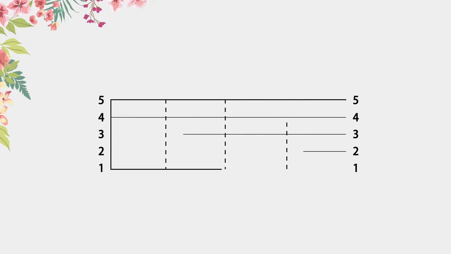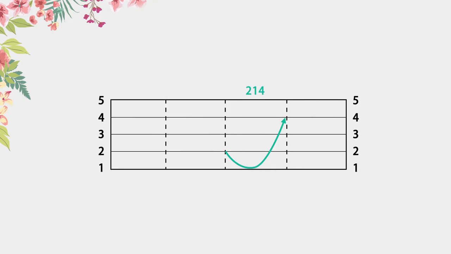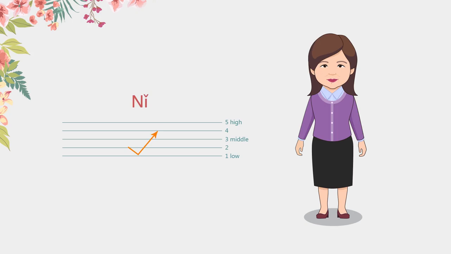Okay, now let's give it a try together. This is the third tone, and it's read like this. 你, 你. Can you do it?